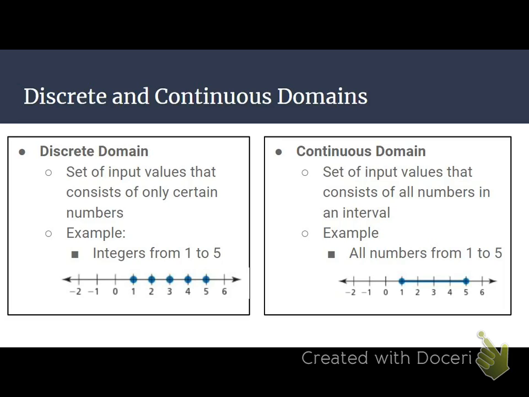Okay, continuous domains include all values in some interval. So all the numbers from 1 to 5. All of it means anything between 1 and 5, including 1 and 5. So it could include 4.2. It could include 1.89. Okay, any and all the numbers. So that's why they put a line in between those points.